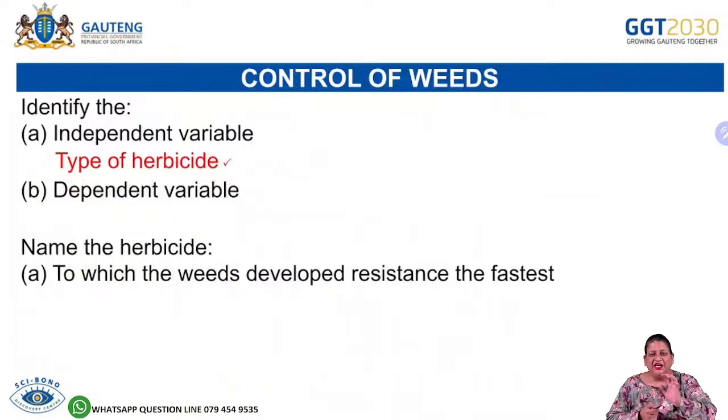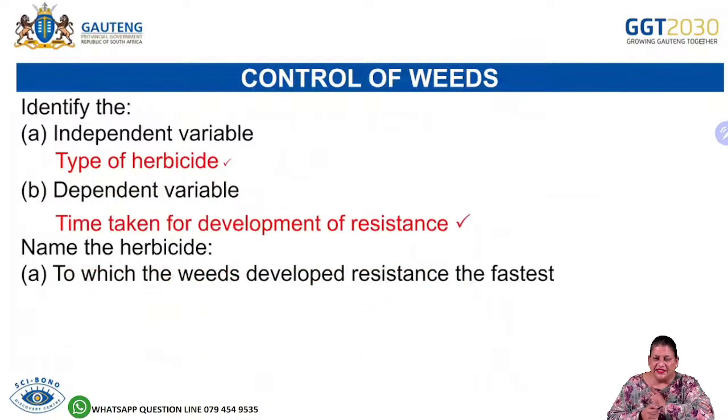Dependent variable means he wanted to see how long it took for the weeds to develop resistance to the herbicide. So dependent means the time taken to develop resistance. The more time it took, it means that herbicide was a strong herbicide. The less time it took to fight it, that means that herbicide was a weak one. So name the herbicide to which the weeds develop resistance the fastest. The weeds were able to outcompete that herbicide the fastest. It was Dicloflop. It's only 7 years, remember.